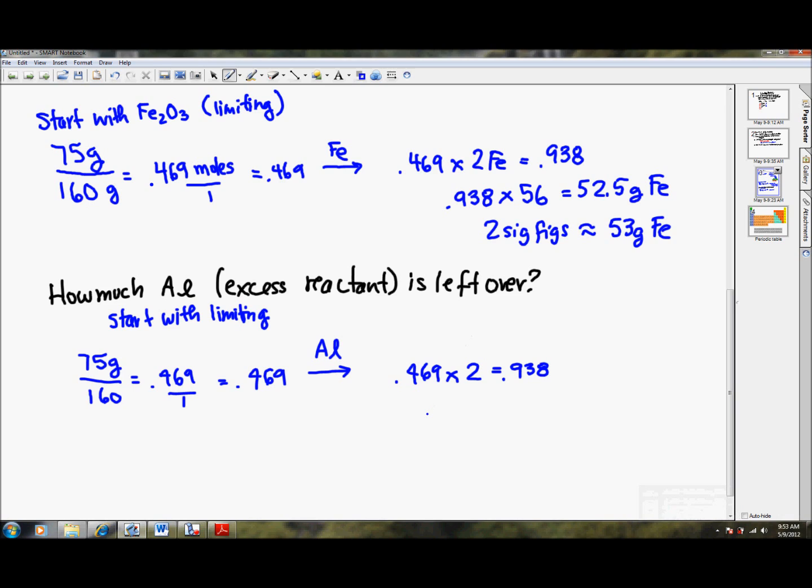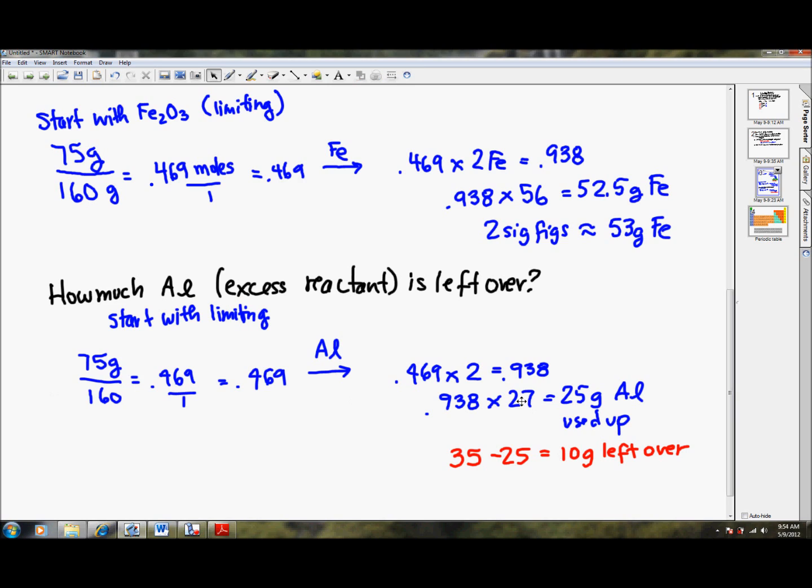And now I'm going to take that times the molar mass of aluminum, which is about 27. That's 25 grams. This is how much is used up. Well, from the problem I started with 35, so I subtracted 25, so 10 grams left over.